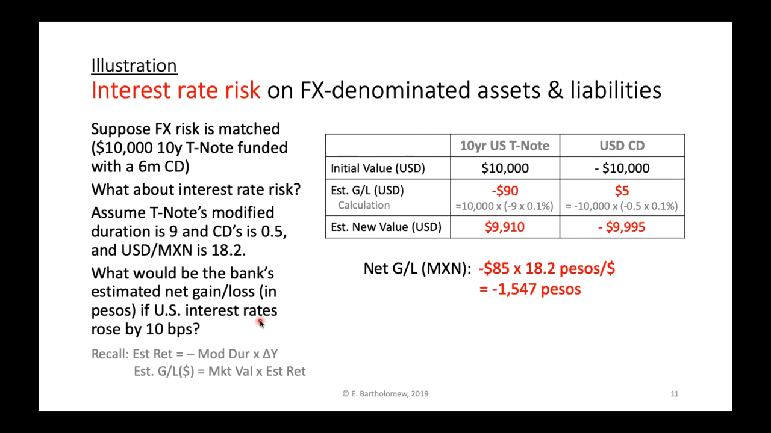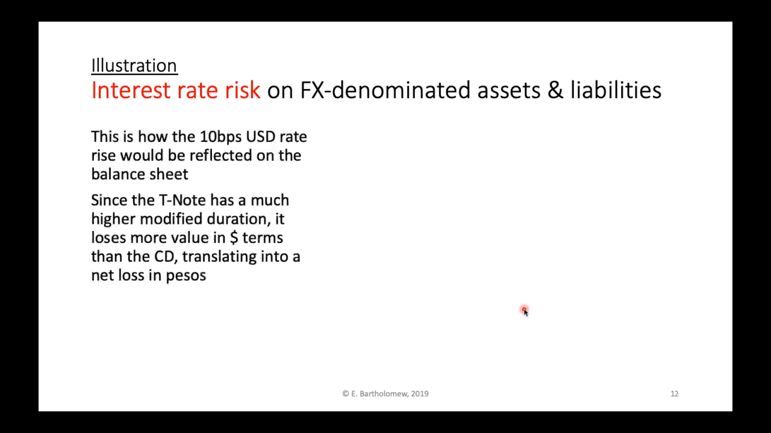Now, the question is, what is the estimated net gain or loss in pesos? Well, we take our $85 and we multiply it by 18.2 pesos per dollar, and we see that we lost 1,547 pesos. Now, we could also look at this on the balance sheet, reflecting again how the higher modified duration of the T-note translates into a net loss for the bank.